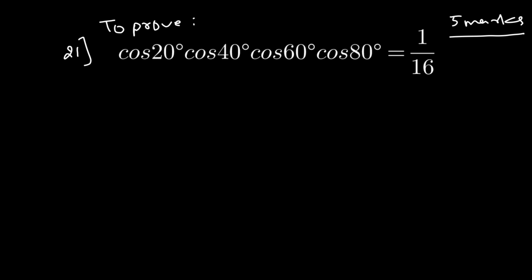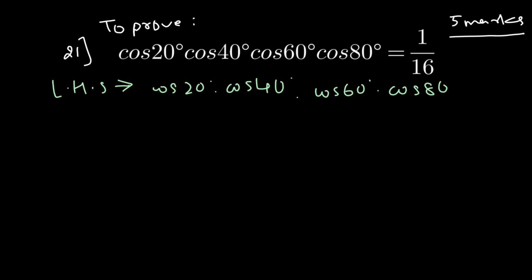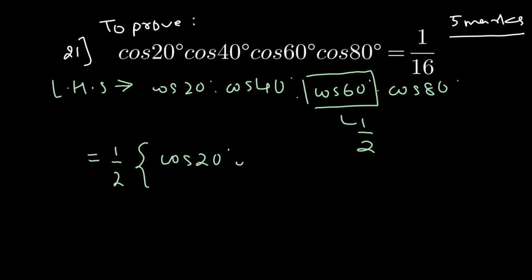So to prove this, let us start from the left hand side. The left hand side is simply cos 20 degrees multiplied by cos of 40 degrees multiplied by cos of 60 degrees multiplied by cos of 80 degrees. Now we need to show that the value of this is 1 upon 16. So we have 4 terms in multiplication. The first thing we can notice is cos of 60 degrees has a direct value 1 upon 2. So I can plug in that value: 1 upon 2 multiplied with the rest as it is, that is cos of 20 degrees into cos of 40 degrees into cos of 80 degrees.